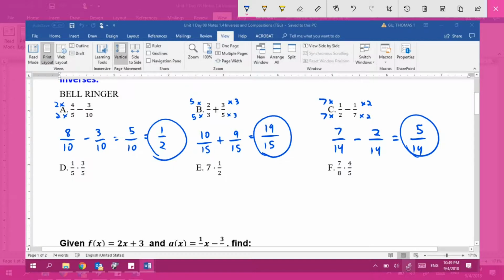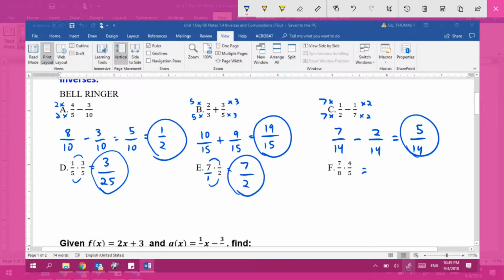All right, now over here on D, we've got multiplication. Multiplication, you can just multiply straight across. So what's 3 times 1? That's 3. What's 5 times 5? That's 25. That's your final answer. E, same thing. Wait a second, 7, that doesn't look like a fraction, but we can change it into a fraction by putting it over a 1. And then now let's just multiply straight across. 7 times 1 is 7, and 1 times 2 is 2. So 7 over 2 is my final answer.